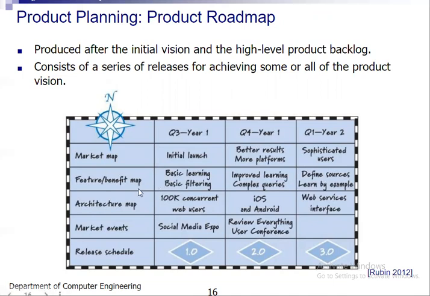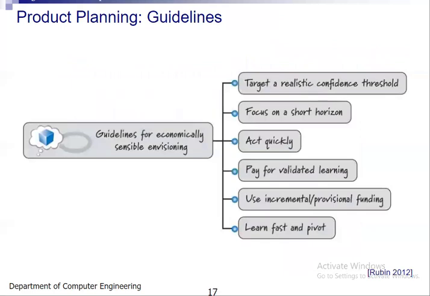So then the product roadmap, right? Roadmap means versions, like how you are planning the versions and various releases, right? So this is the first release, this is the second release, this is the third release. So what will you do in the first release, what in the second release, what in the third release. So it consists of a series of releases for achieving some or all of the product vision, right?